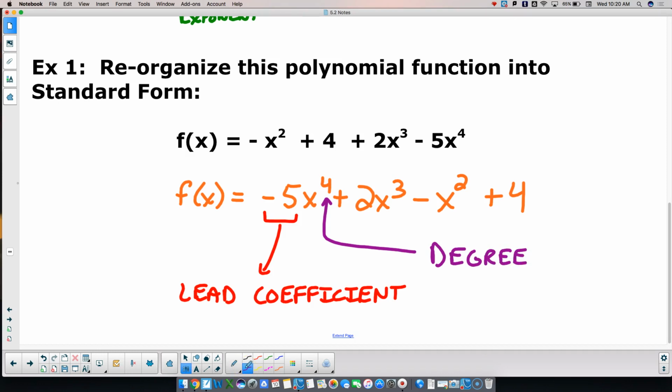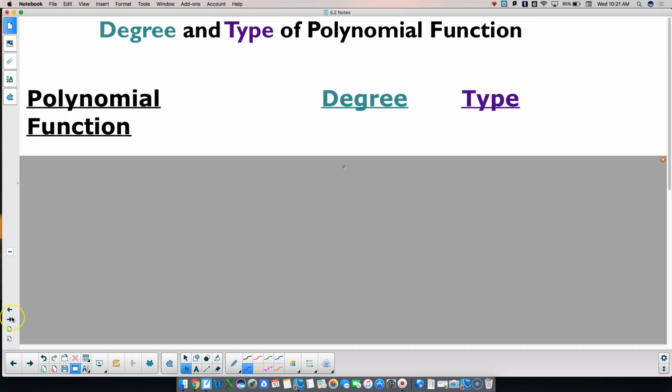A little bit later on, we're going to see how we can sketch these graphs based solely on the degree and the lead coefficient, so that you don't have to spend extra time figuring out where the points all go. Again, we're just sketching today, just looking for the general picture of it. From that, we're going to talk about the end behavior. So, let's talk about different types of polynomial functions.